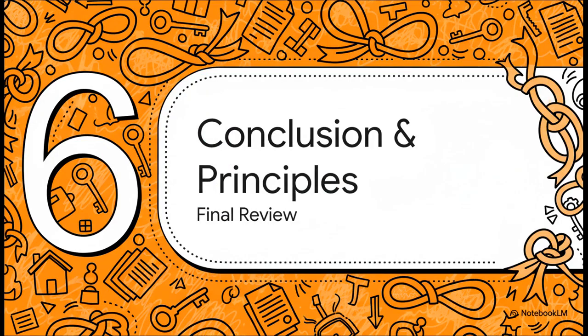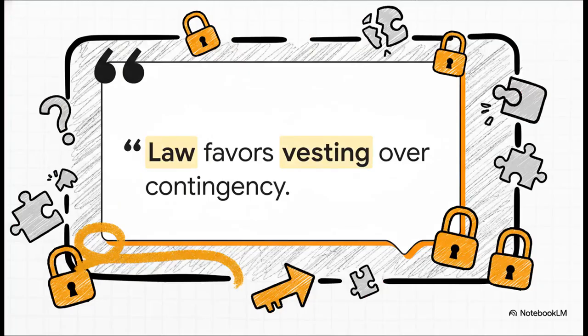All right, we've reached the final structural element of your exam answer script. Heading 6, Conclusion and Key Principles. Write down this exact quote. Law favors vesting over contingency. This is an authoritative, indisputable legal maxim. I instruct you to underline this principle heavily in your conclusion. It is the golden thread running through the entirety of property law.